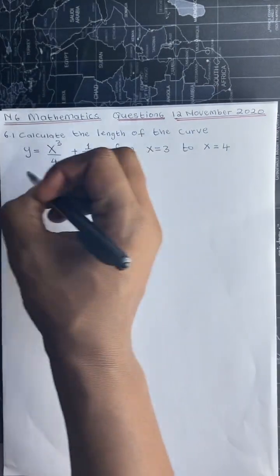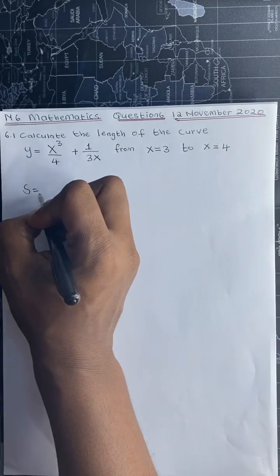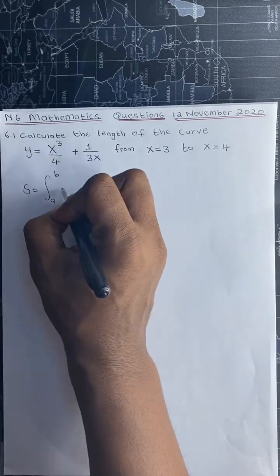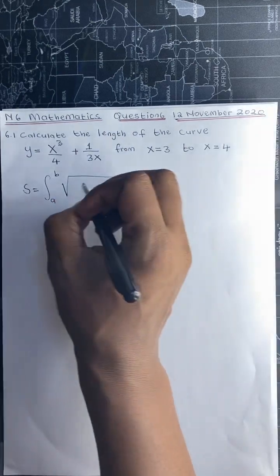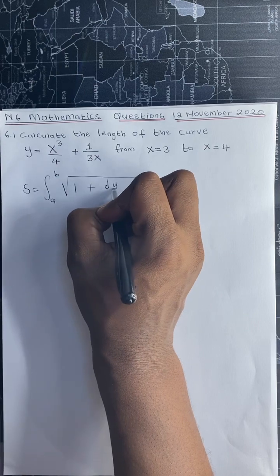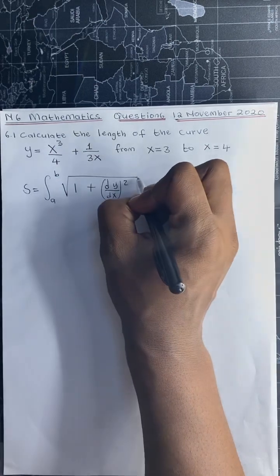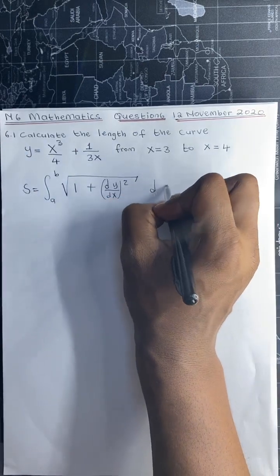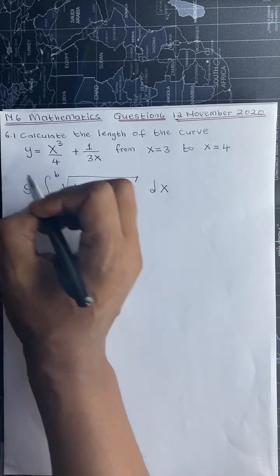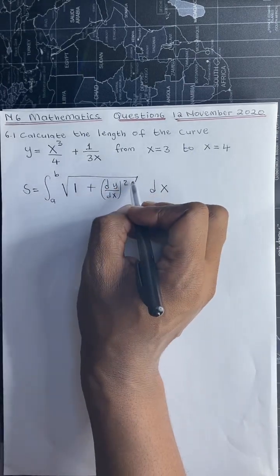So the formula for calculating the length from the formula sheet, we have s equals the integral from a to b of the square root of 1 plus dy over dx squared dx. So we have to differentiate y and square it and add it to the 1 before we can insert them inside this square root.